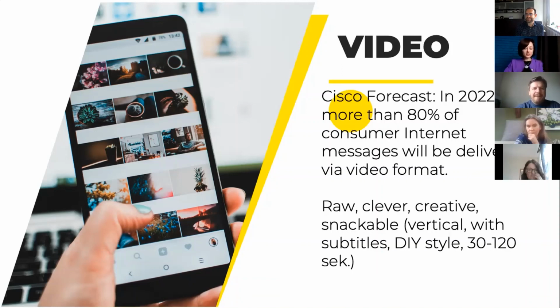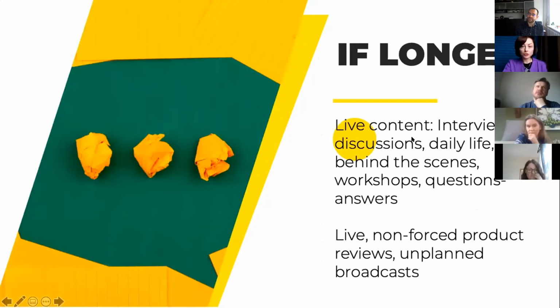They're just standing in a queue at some shop or waiting for something, and they have some seconds to skip it. So if it's nicely snackable, then it will work. It should be vertical, just because we are used to using our phones like that, with subtitles, do-it-yourself style, and it should be quite short. If it's longer, then it should be live content.